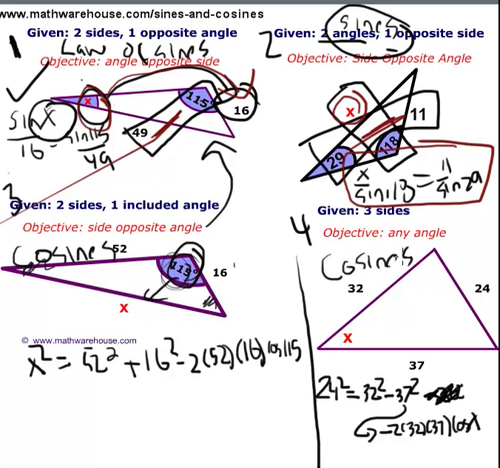So let's just recap. Law of sines: you need to be able to get an opposite side and angle. And whatever you're looking for, whether it's an angle or a side, you must know that thing's opposite measurement. Law of cosines is great when you know two sides, an included angle, and you're trying to get the side opposite that included angle, or when you know three sides and you're trying to find an angle.